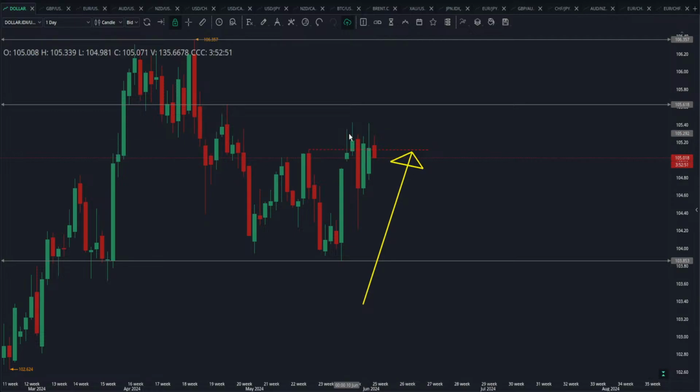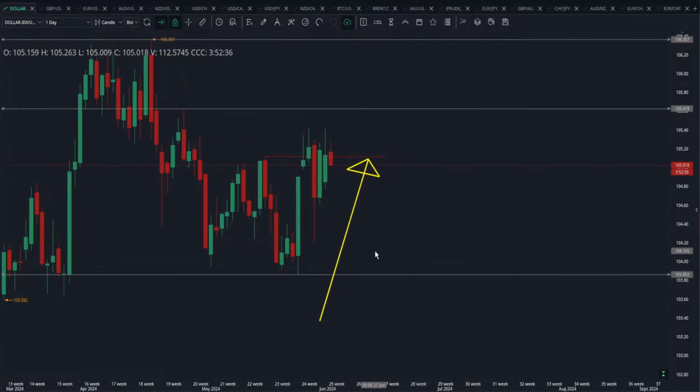what does it mean? It means even if it tries to go back, it will be supported by something or the other from where the buyers started the buying. Now, if you know about ICT's order blocks, I'm not sure if you are aware of that or not, but what he says is that before an impulsive move, whatever is the down close candle, that is called an order block.